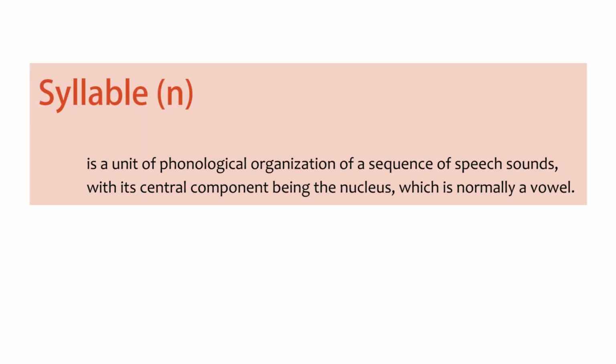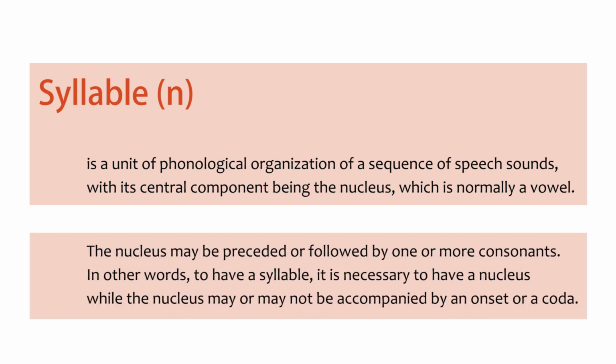What is a syllable? A syllable is a unit of phonological organization of a sequence of speech sounds, with its central component being the nucleus, which is normally a vowel. It means sometimes it's not a vowel, and I will get to it. What can it be if it's not a vowel? The nucleus may be preceded or followed by one or more consonants.